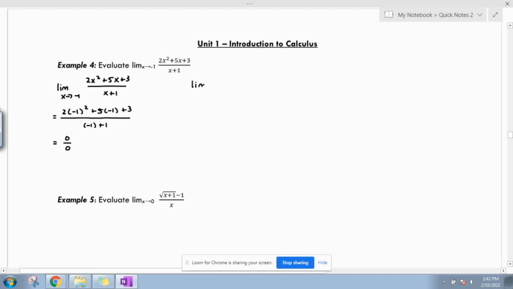So I'm going to do the limit as x approaches negative 1 for (2x squared + 5x + 3) all over (x + 1). I'm going to factor the numerator, right? You can use crisscross, you can use decomposition. However you choose to factor, you're going to get (2x + 3) and then (x + 1), and then all over (x + 1).